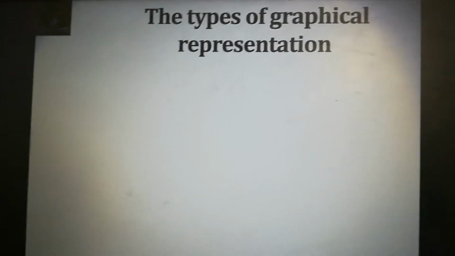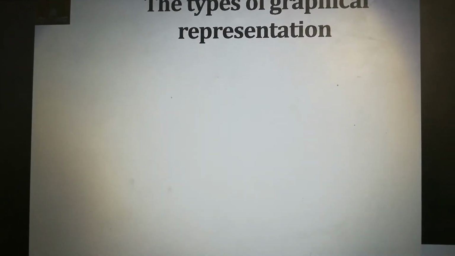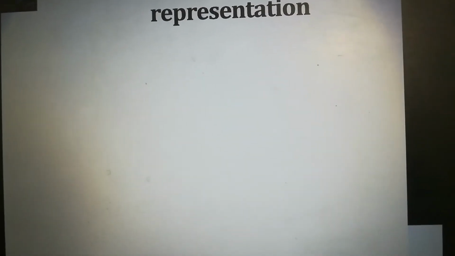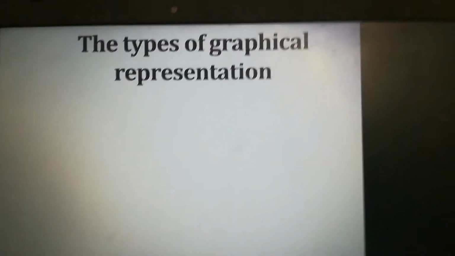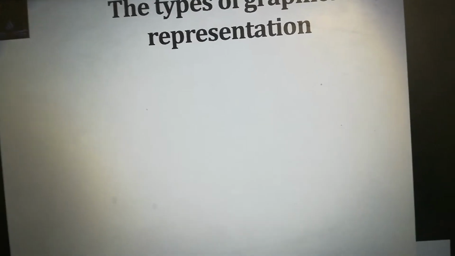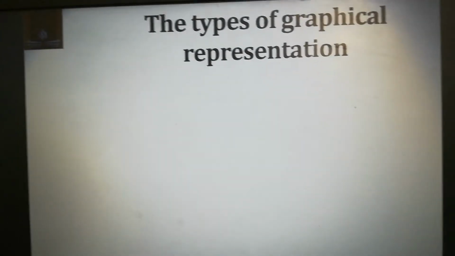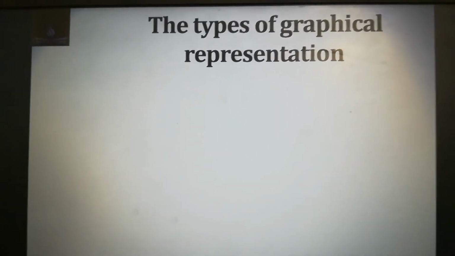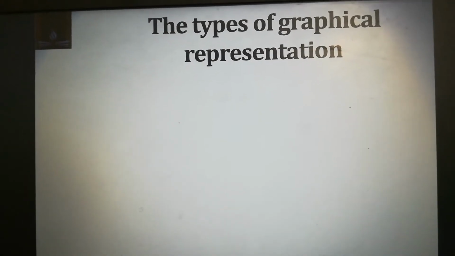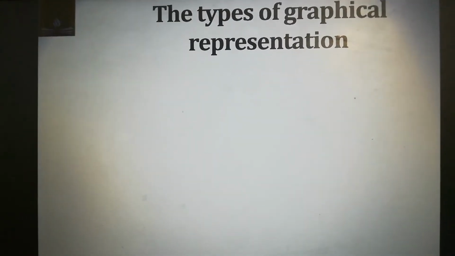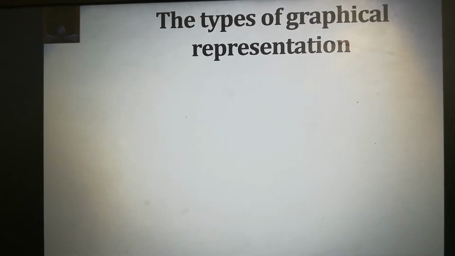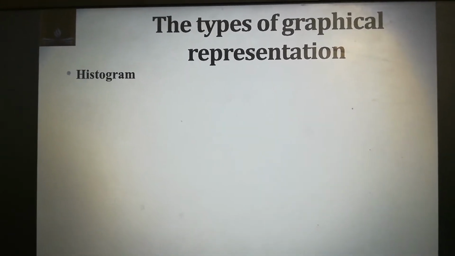Now let's see the different types of graphical representation. There are different types like histogram, frequency polygon, frequency curve, line graph, and ogives, that is mainly the less than ogive or the more than ogive. These are the commonly used graphs in the nursing field. Let's first see the histogram. What do you mean by histogram?